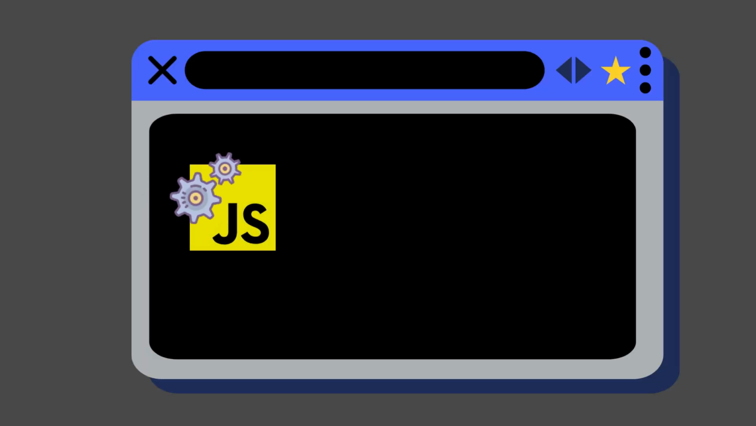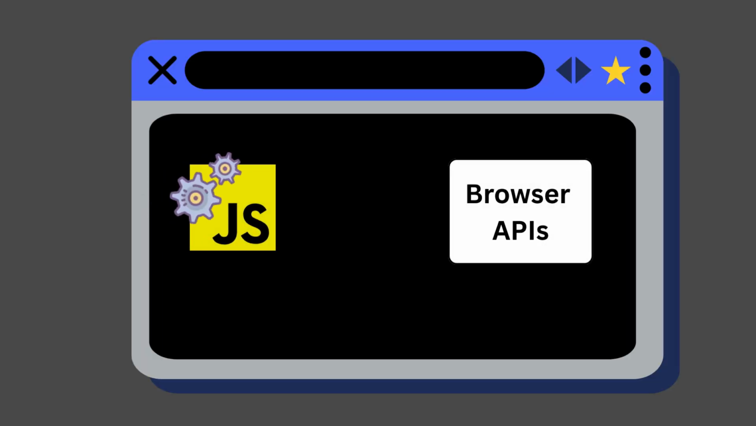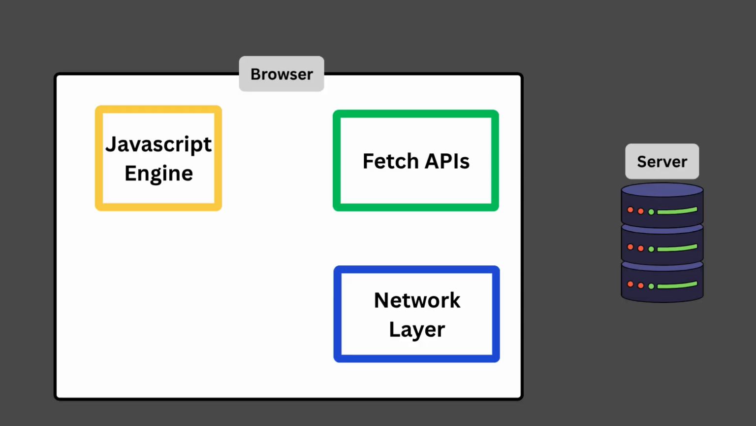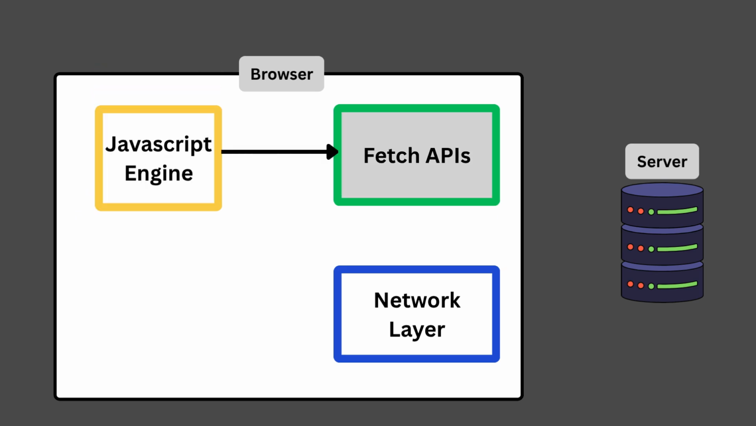Here's the key idea. These APIs are not part of JavaScript itself. They are implemented by the browser and run outside the JavaScript engine. JavaScript simply calls them, and the browser handles the actual work. Now let's follow what happens when you call fetch. Your JavaScript code triggers the Fetch API. But instead of sending the request directly, it hands the task over to the browser's network layer.